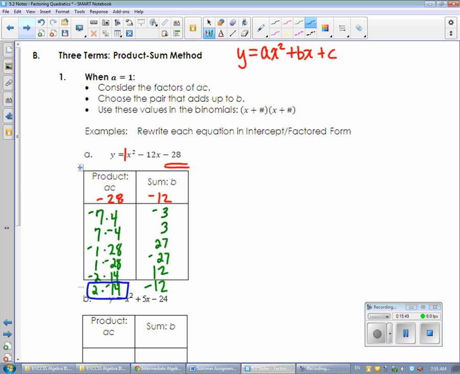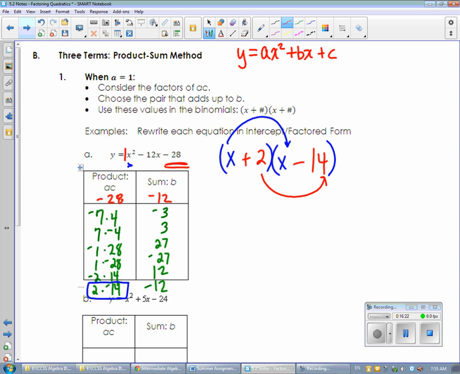So if we think about this as unfoiling, when I rewrite my trinomial, it's going to be basically a product of two binomials. And think about factoring. When I multiply my first terms, I need to end up with x squared. And so I need to make sure I have an x here and an x here. I also know that when I multiply my last terms, I need to end up with negative 28. And so I'm looking for the pair of numbers that did that. And it was a positive 2 and a negative 14. And so those two numbers multiply to give me negative 28.